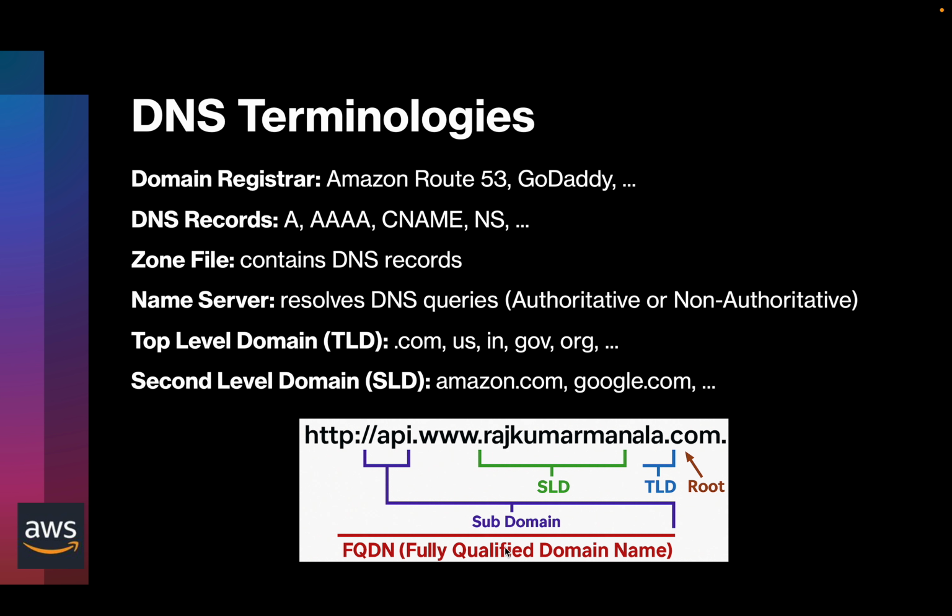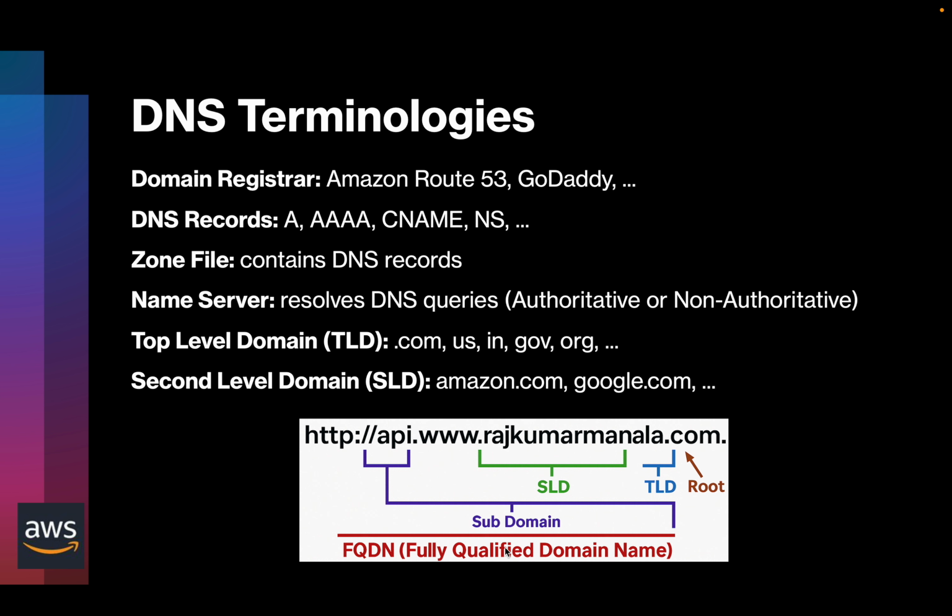In DNS terminologies, we have the zone file which contains the DNS records, and the fully qualified domain name, FQDN. And also the name servers which resolve the DNS queries, authoritative or non-authoritative. For example, when we sign in to our mail ID, that is an authoritative DNS query. When we open YouTube, it is a non-authoritative DNS query.